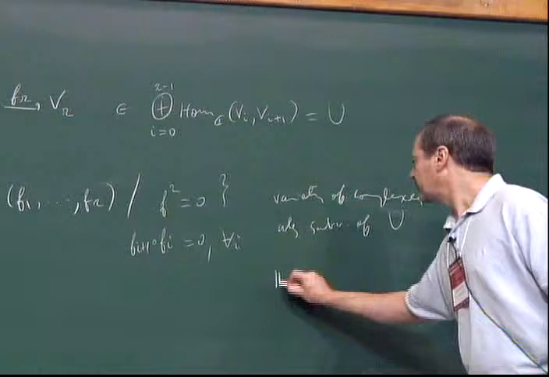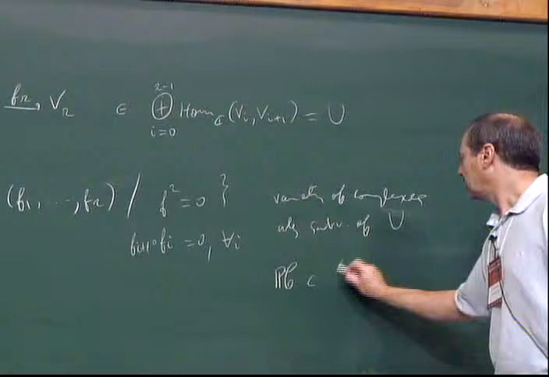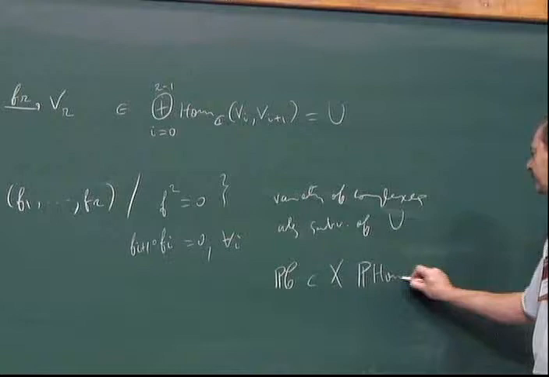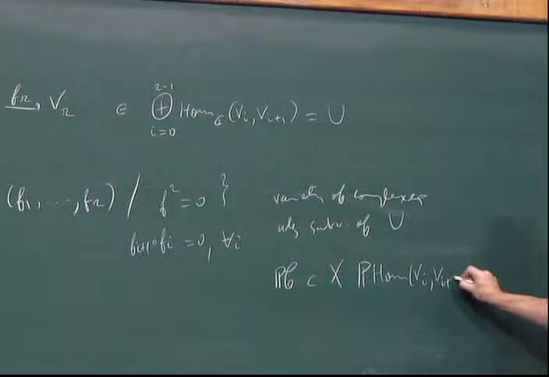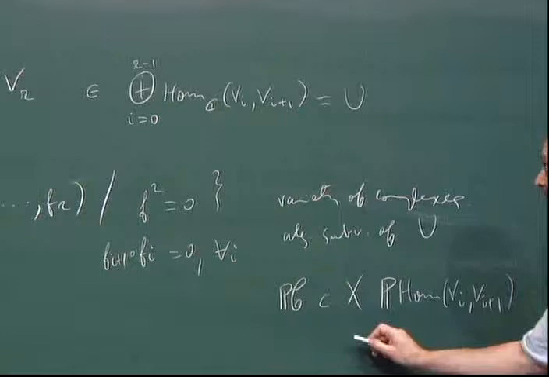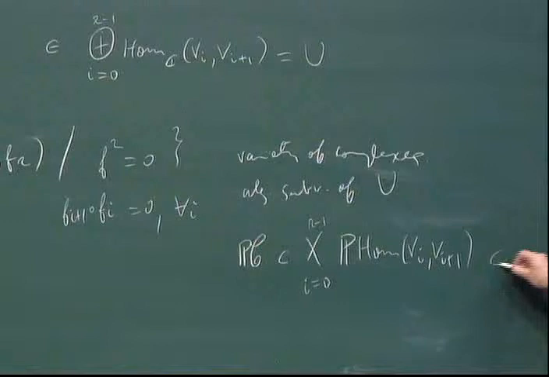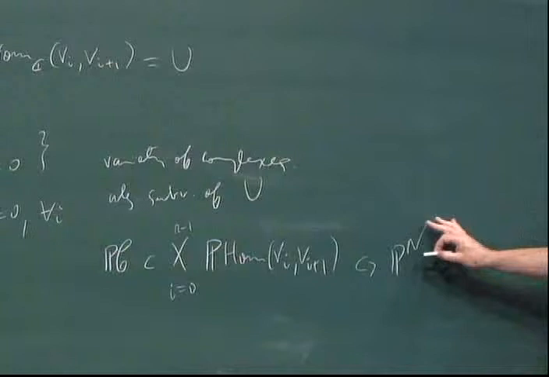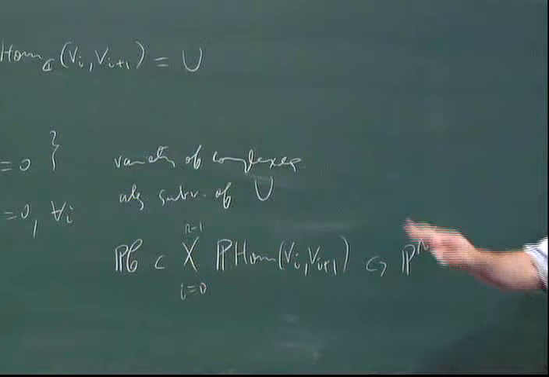In a projective way, we can think about it as sitting inside the product of these projective spaces of matrices. Since the conditions are bilinear, this is a well-defined subvariety of this product of projective spaces. By the Segre embedding, we can think about this as sitting inside some bigger projective space, but I don't want to do that. I can just take this as my ambient space for the variety of complexes.